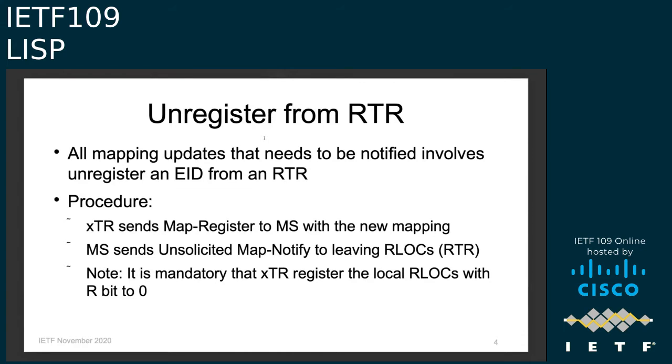Generally, a mapping update that needs to be notified involves an EID from an ETR that was previously associated with an RTR, and because it is now using a new RTR or a public address, we need to remove this association. The registration process described is based on the EID mobility draft and involves that when a map server detects a change of the mapping, it should notify the removed active RLOCs by sending an unsolicited map notify. As a change to introduce in the draft to make this mechanism possible, the ETR should mandatorily register its local RLOCs with the reachability bit set to 0. In the previous version of the draft, this was optional. I will provide more details of this mechanism in the following slides. Next slide, please.